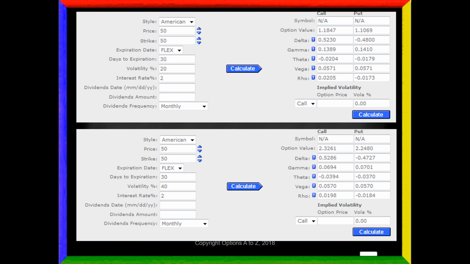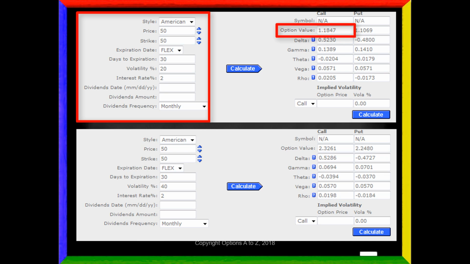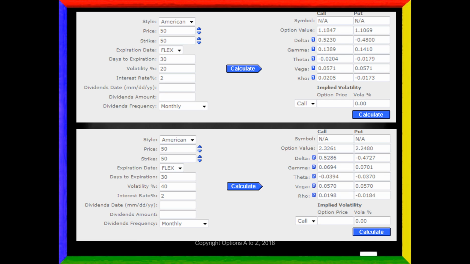So here's where the dangers can occur. Let's take a look at this top pricing model up here. I got a $50 stock, $50 strike, 30 days to expiration, 20% volatility, and 2% interest rates. And it tells me that the call should be worth about $1.18. Now, down below, I've kept all the factors the same, except I've increased volatility from 20% to 40%. And all things being equal, if you double volatility, you should roughly double the option's price. And look what happened. We went from $1.18 to $2.32. We roughly doubled the option's price.